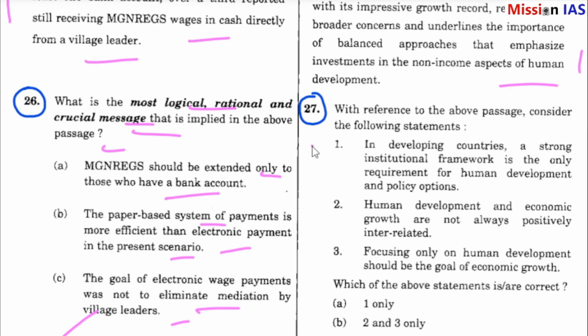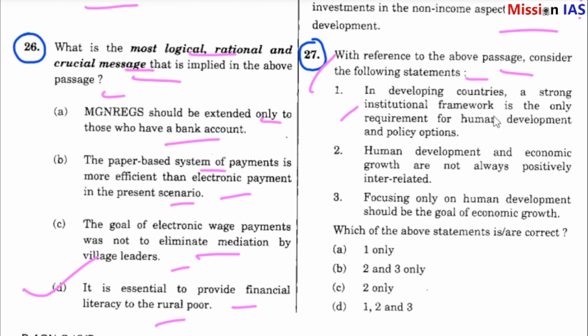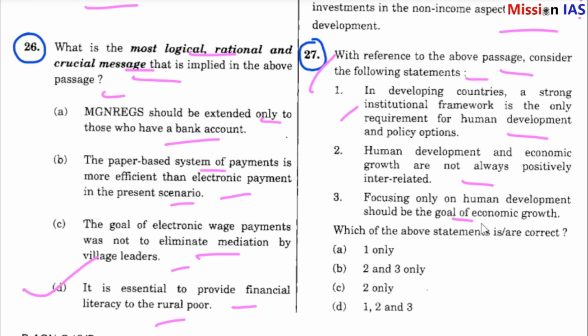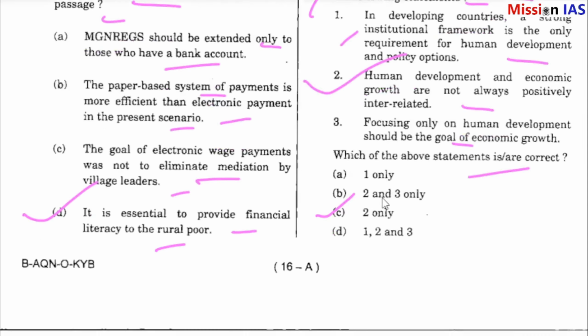So question is, with reference to the above passage, consider the following statements. First statement is, in developing countries, a strong institutional framework is the only requirement for human development and policy options. Human development and economic growth are not always positively interrelated. Focusing only on human development could be the goal of economic growth. Which of the above statements is correct? So question number 27, answer is C, 2 only. Human development and economic growth are not always positively interrelated.